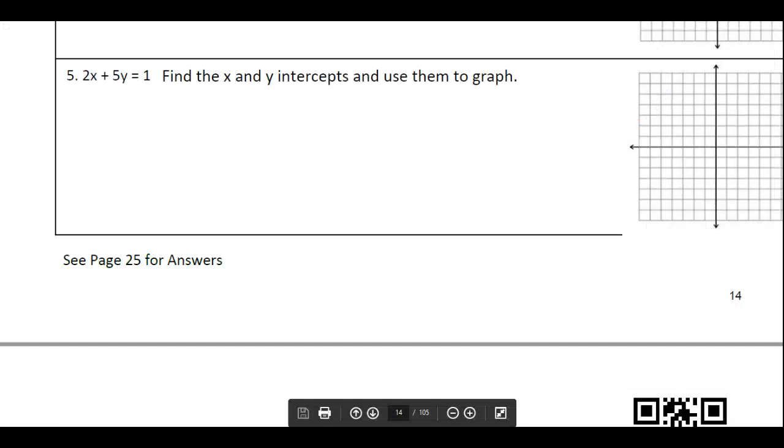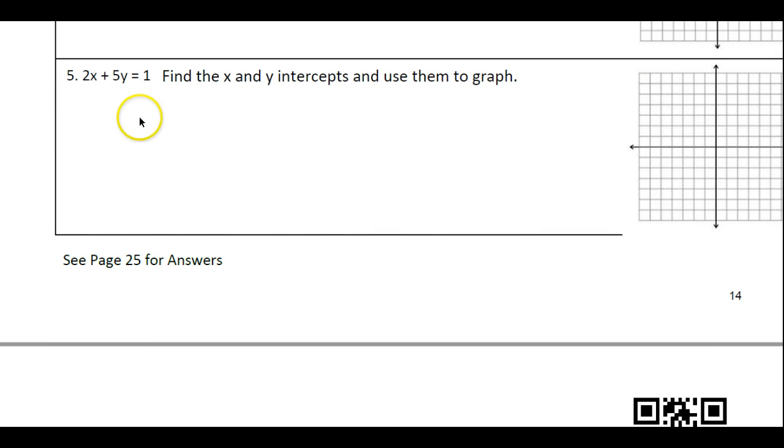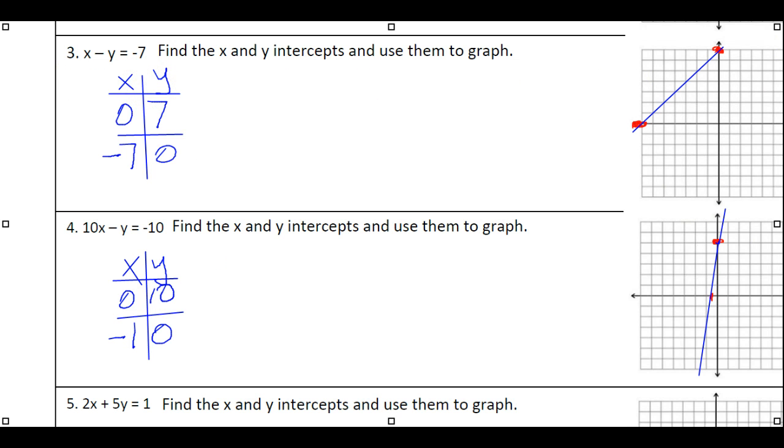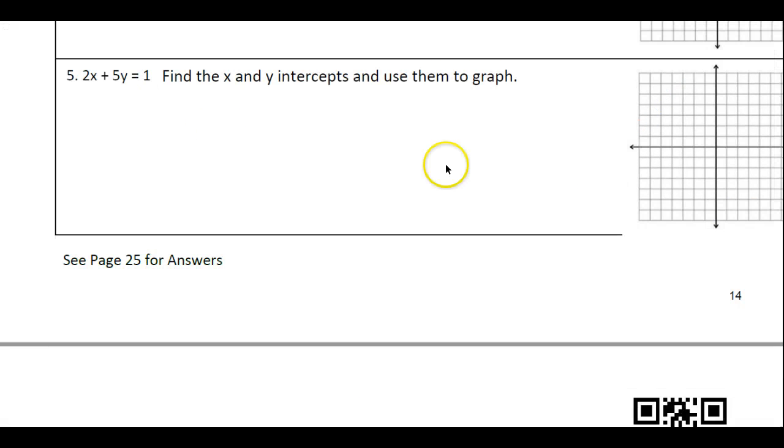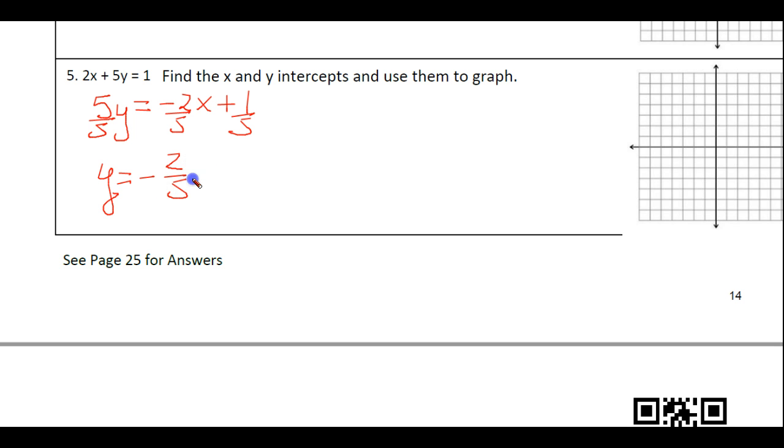All right, on to our last one. Now in this one we're going to end up with fractions here. Little flashback. So I would suggest when that happens, you solve it by solving for Y, as we did before. Transpose that over, and that will give you a negative 2x plus 1. Divide everything by 5. So we get Y equals a negative 2/5 x plus 1/5.